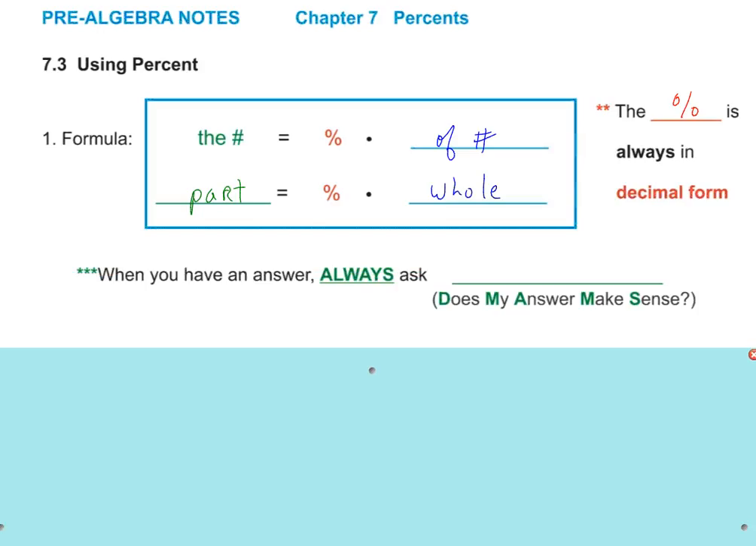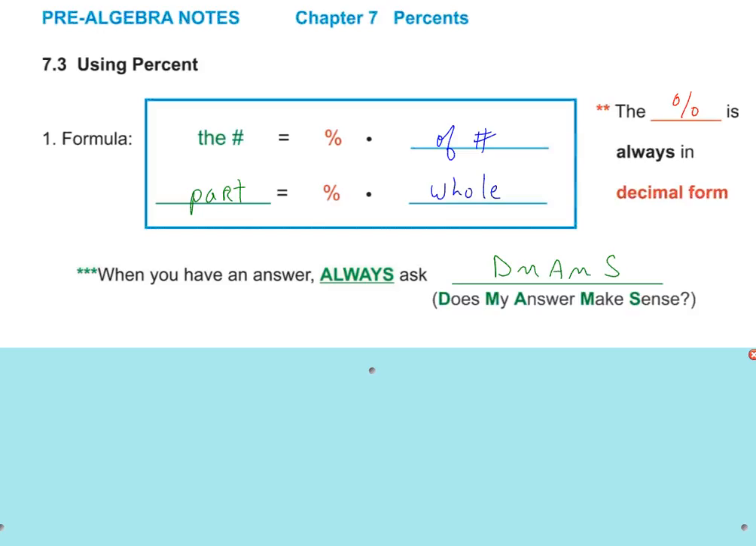Some of you didn't deploy DMAMs yesterday. You need to deploy DMAMs. Does my answer make sense? Now we're getting into word problems today, and even more important is asking DMAMs. And with word problems, it becomes more important that we know both of these formulas.